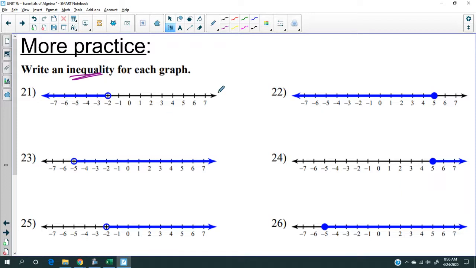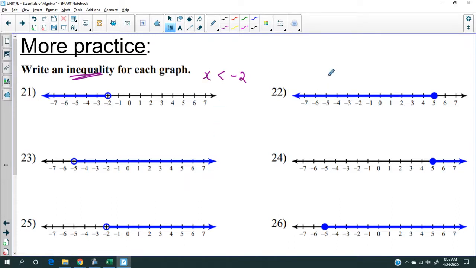So now, first of all, you need to have a letter. And then you need to look at what number the circle is on. So it's -2. Now, which way is the arrow going? Arrow is going to the left. Circle's open, so don't write the line underneath it. And there you have it.